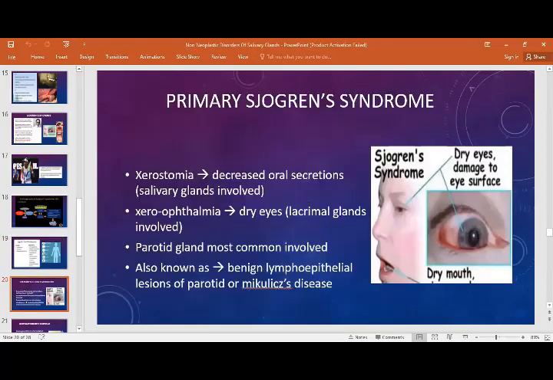Now, it has basically two types, that is primary Sjogren syndrome and the secondary type. What is the difference between the two types? The basic difference is that primary, as the name shows, has no association with any other disease. The presentation would be xerophthalmia, that is dry eyes, as well as xerostomia. Oral secretion would be decreased in this case, with parotid gland involvement, and this type is also called benign lymphoepithelial lesion of parotid or Mikulicz's disease.